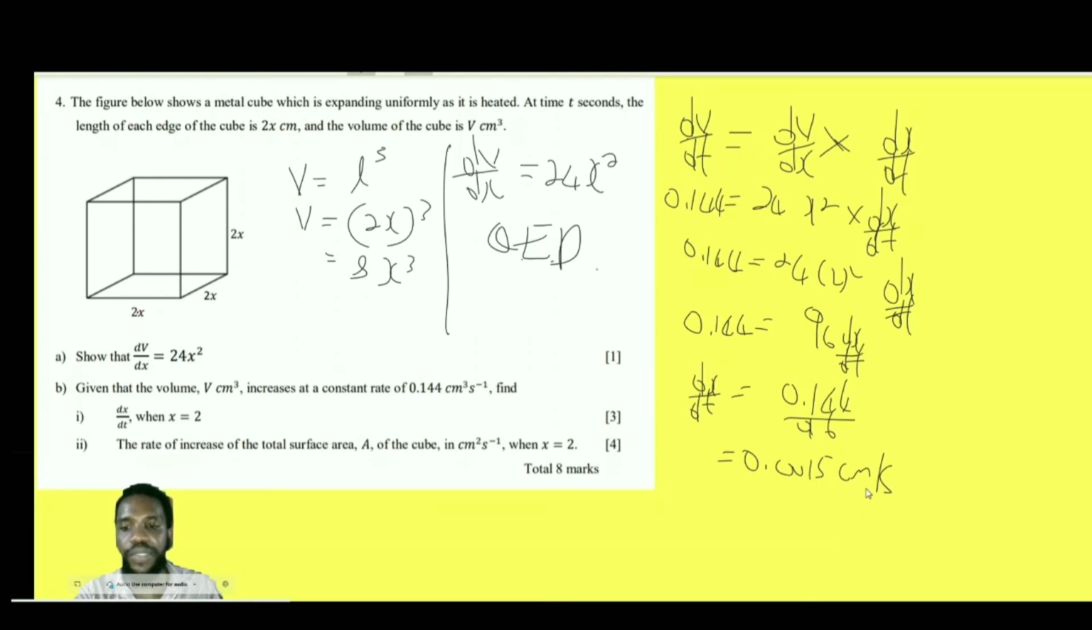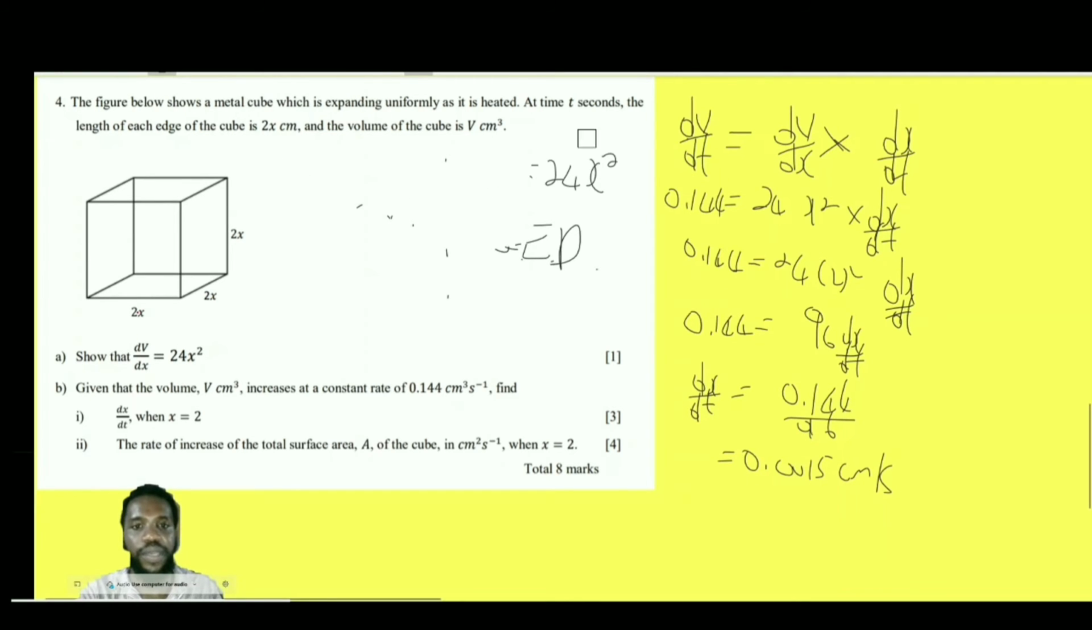And since we're talking about the length of a side, the unit is centimeter per second. Alright, go there. Part 2 says the rate of increase of the total surface area A of the cube in square centimeters per second when x is equal to 2. Now, let me just create some space here and point out some very important pieces of information.